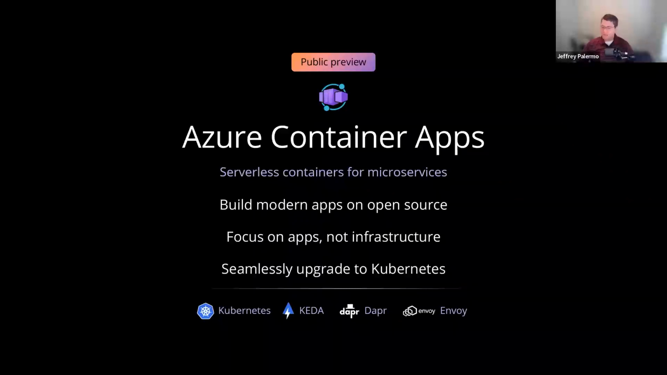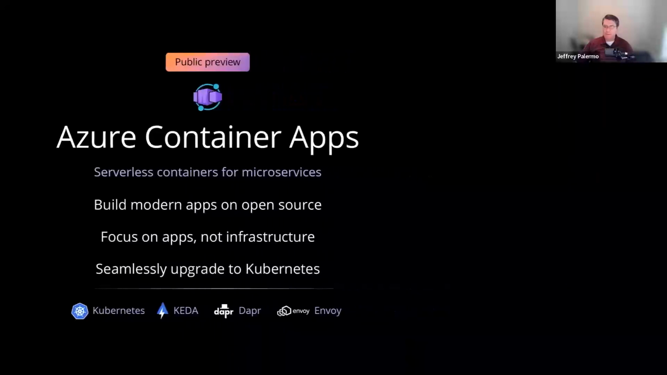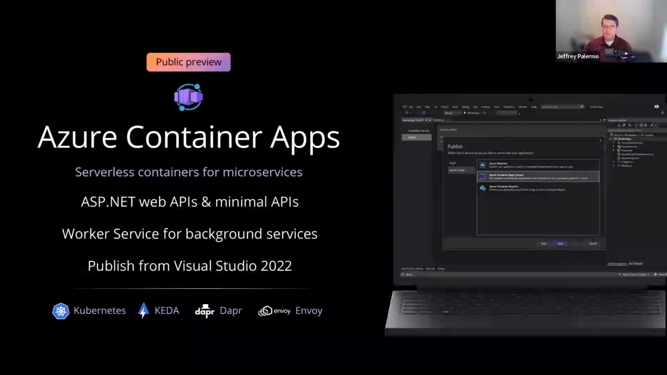So I think that Azure Container Apps wrapping the power of Kubernetes, but simplifying away the complexity, that's a winning situation. Absolutely. Because developers want to be able to focus on building apps instead of managing infrastructure.